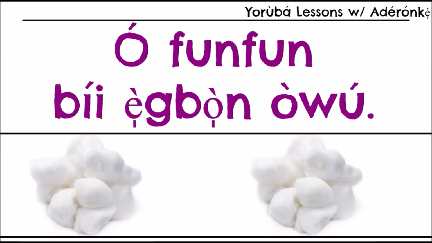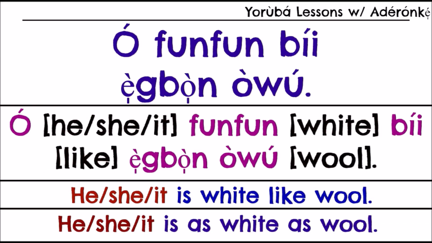So anyway, how do we say as white as wool in Yoruba? We say o funfun bi egbon owu. O funfun bi egbon owu. O is a gender neutral pronoun, so it can be he, it can be she, it can be it. I know so far I've never seen anyone as white as wool. A part of their body may be white as wool, maybe their teeth or their hair, but I think that's about it. O funfun bi egbon owu.